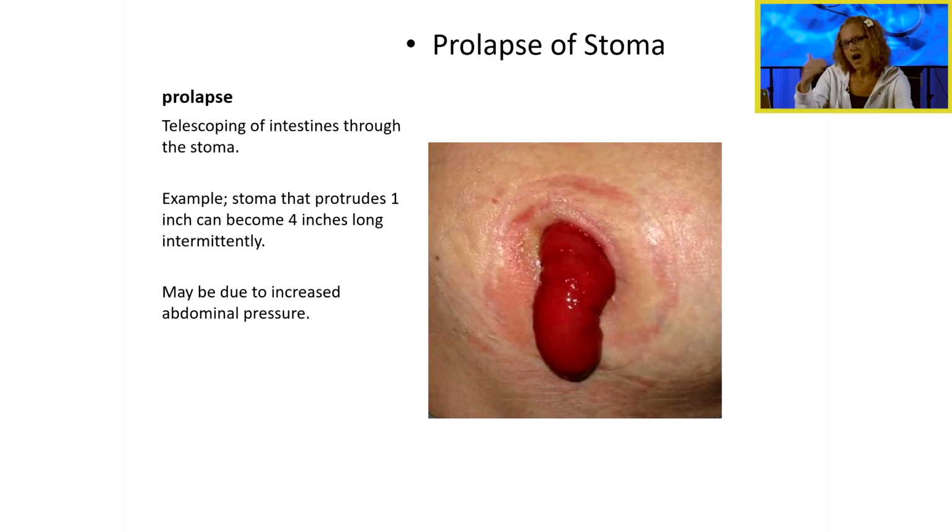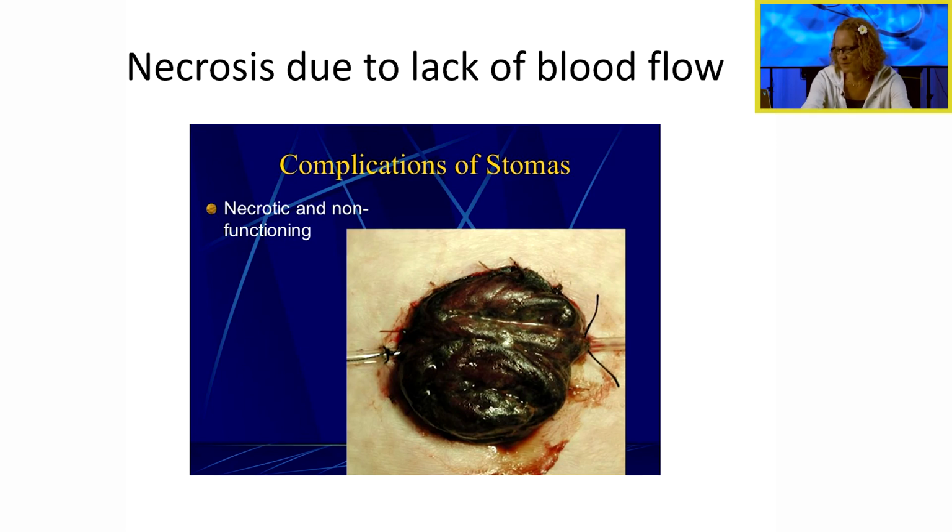And then on the opposite, what we might see is the prolapse of a stoma. And this is telescoping of the intestines through the stoma. If the stoma that protrudes 1 inch can become all of a sudden a 4-inch stoma, we want to make sure we notify the physician immediately. This may be due to increased abdominal pressure. And so we want to make sure we report this.